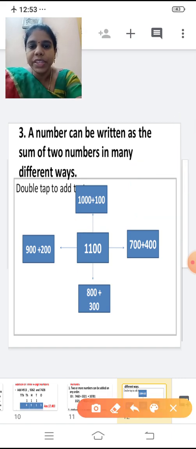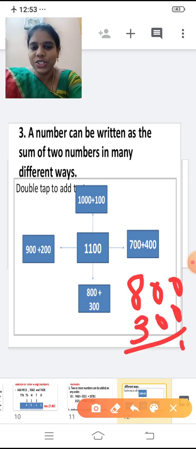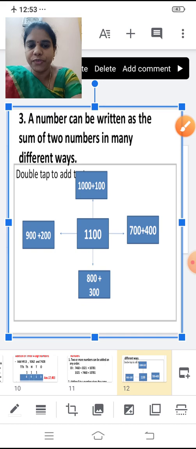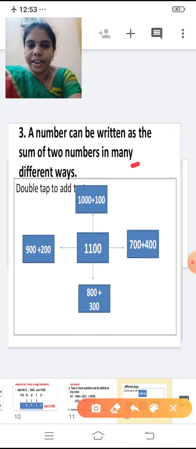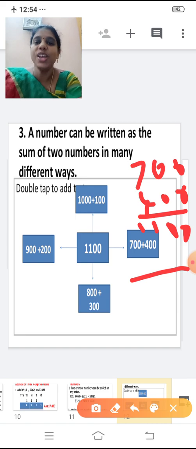In the same way, 800 plus 300. The answer is 0, 0, 8 plus 3. After 8, 9, 10, 11. So 800 plus 300 is also 1,100. Similarly, 700 plus 400. Add 700 plus 400. 7 plus 4 is 11. So we can write a number in different ways.